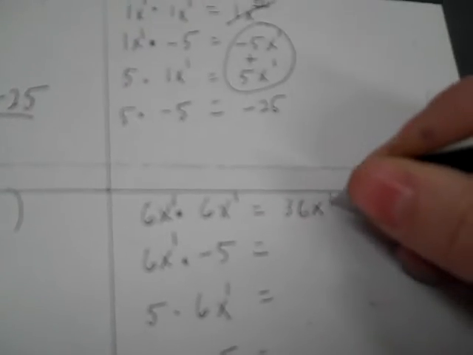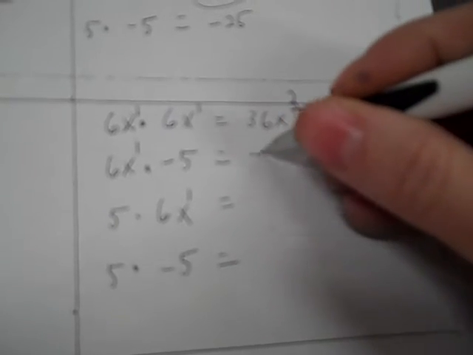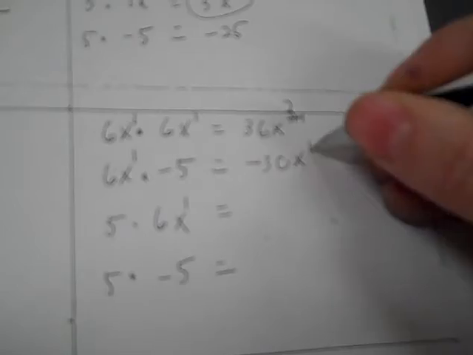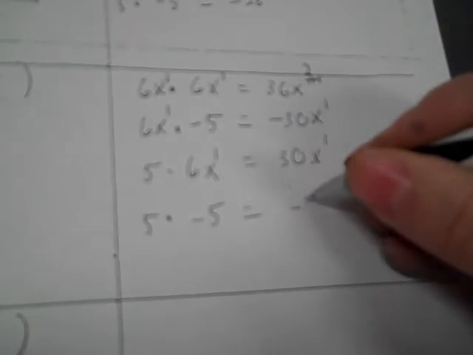Okay, so 1, 1, 1, okay, 1, and then nothing. So 6 times 6 is 36. And then for x, we got 1 plus 1, which is 2, 36x to the second power. 6 times negative 5 is negative 30. Then on x, we just got the 1. 5 times 6 is positive 30. And on x, we just got the 1. And 5 times negative 5 is negative 25.